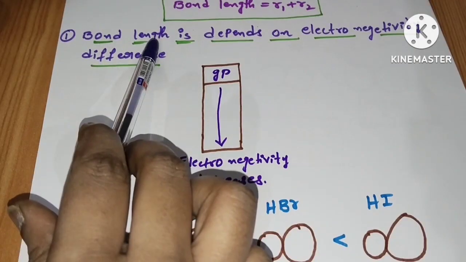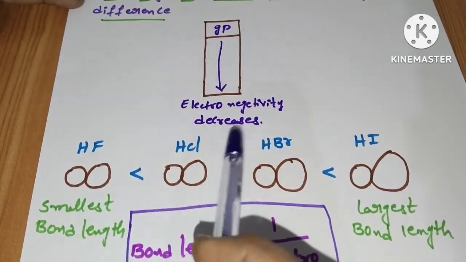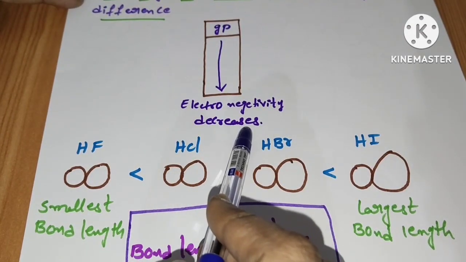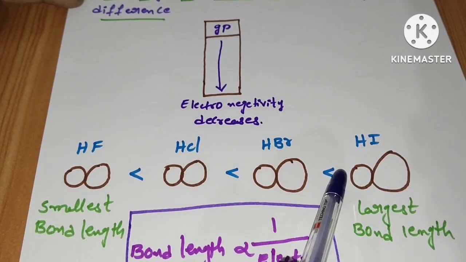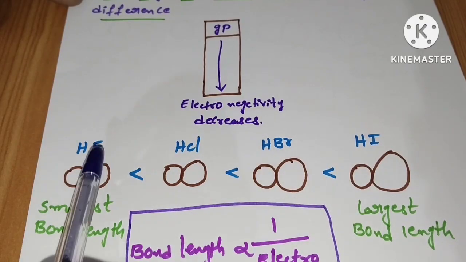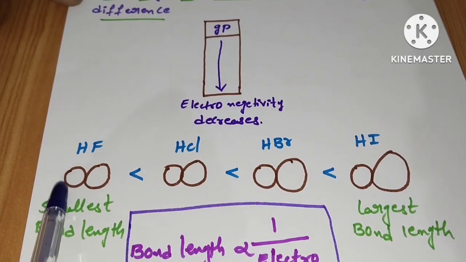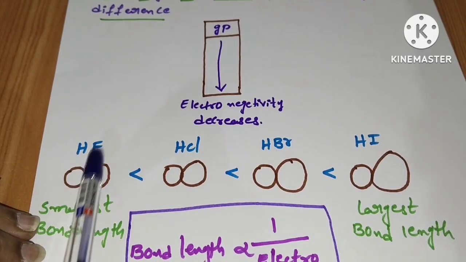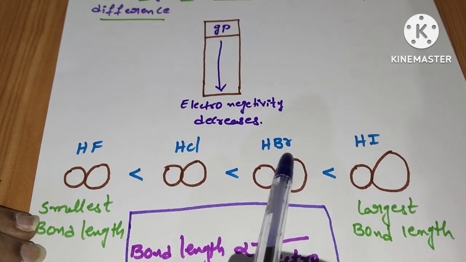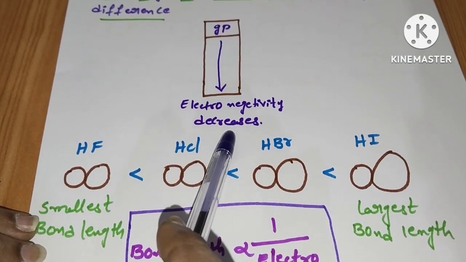Next, bond length depends on electronegativity difference. We know that down the group electronegativity decreases. For example, consider these molecules. We can see that hydrogen is the common atom and is bonded to all the other atoms. This is the size of hydrogen atom. Then the remaining atoms are halogens: fluorine, chlorine, bromine, iodine. We already know that in the group electronegativity difference decreases.